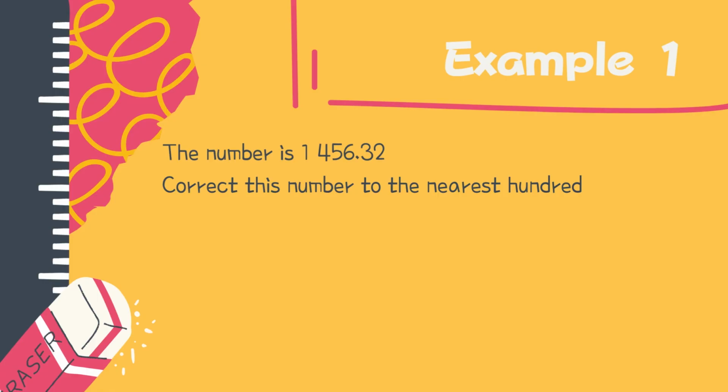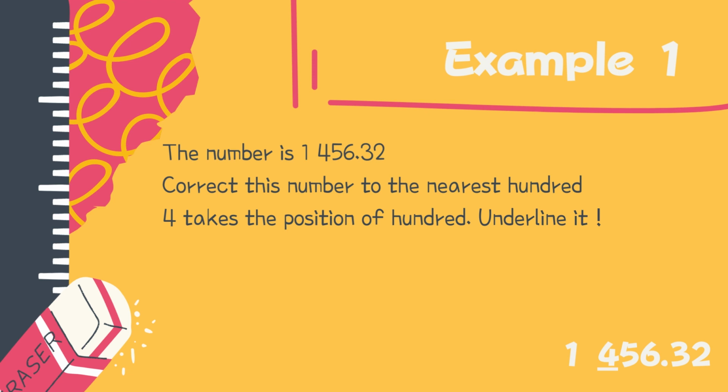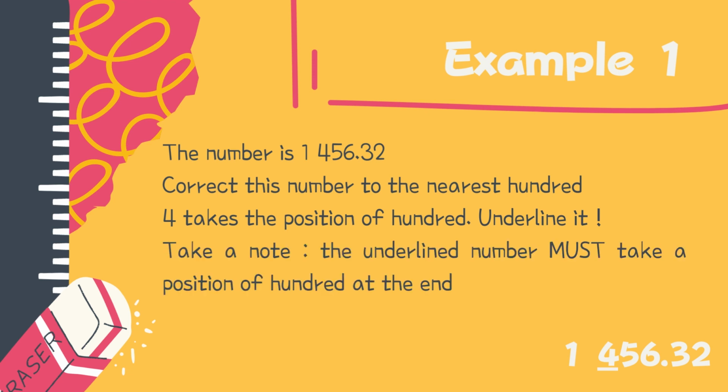Now, example 1. The number is 1456.32. Correct this number to the nearest 100. Which number actually takes the position of 100, guys? 4. So you underline the 4. 4 takes the position of 100, underline it. And then after that, take a note. The underlined number must take the position of 100 at the end. Okay? After that, you circle the next number.